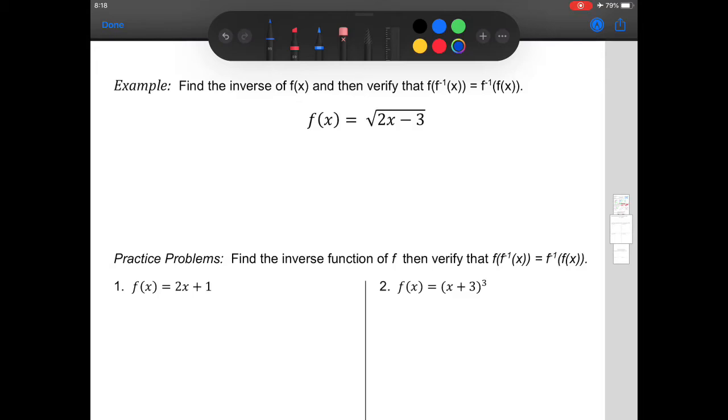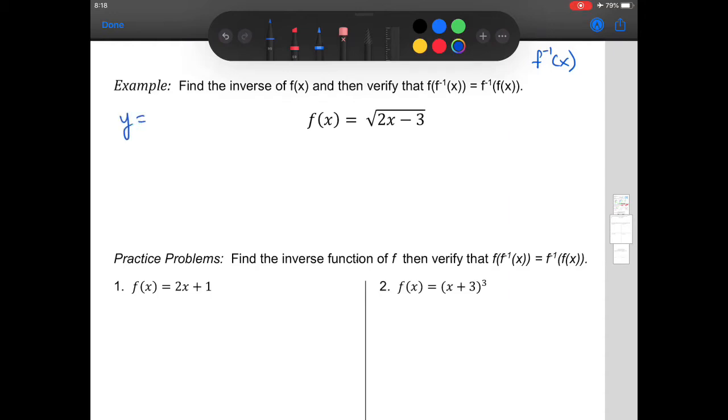Example 1. Find the inverse of f of x and then verify that f inverse of f of x is equal to x. So remember, the notation for inverse is this. Please don't read it as f to the negative 1. That will be wrong. This is f inverse of x. Okay, so first they want us to find the inverse. So going back to how do we find inverses? I'm going to do it over here.